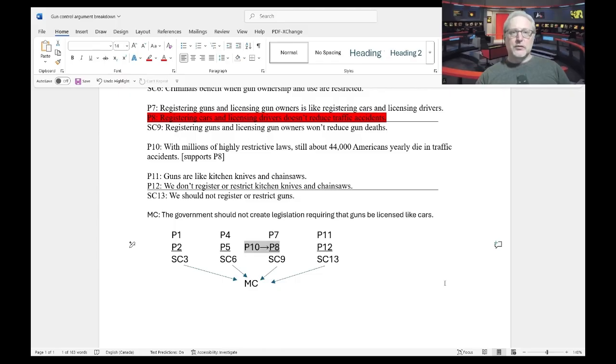Well, I mean, let's give him the benefit of the doubt if there is a doubt. I'm not sure that there is a doubt, but let's be charitable and see what information he gives us in support of his claim: registering cars and licensing drivers doesn't reduce traffic accidents. With millions of highly restrictive laws, still about 44,000 Americans die yearly in traffic accidents. Aha! Do you know why I just said aha? Let me show you.